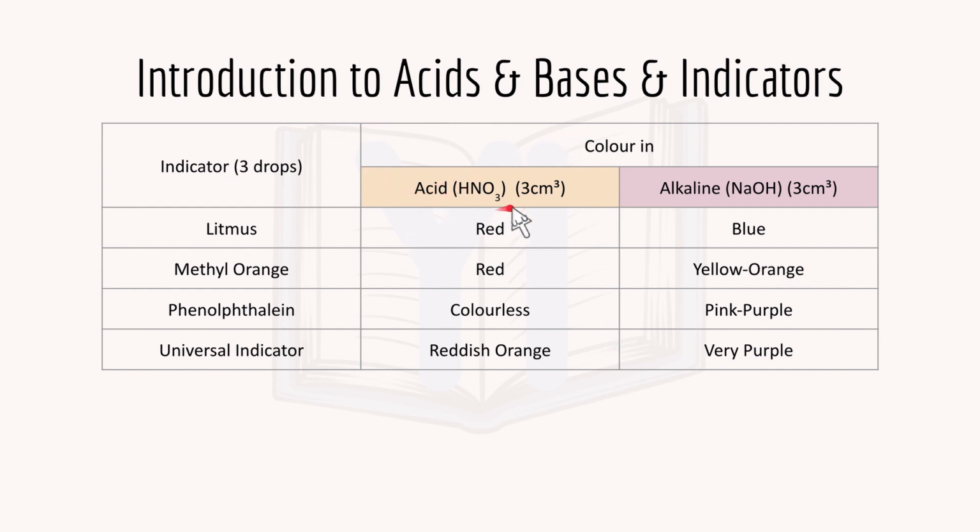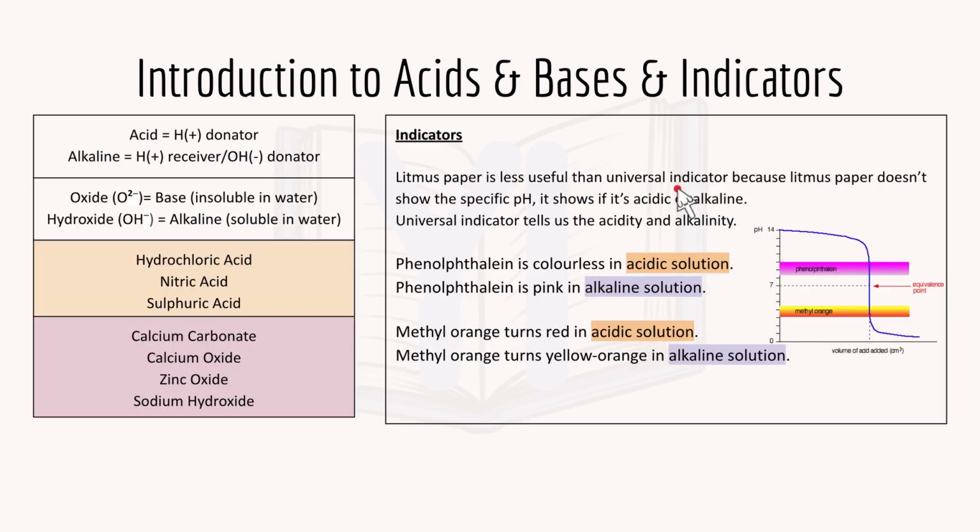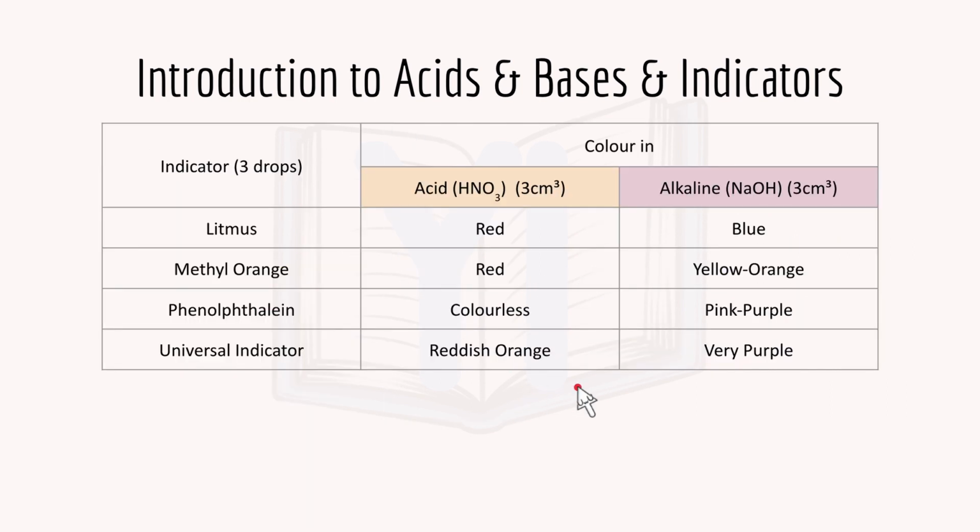We have the acid HNO3 and the alkali, which is NaOH. And for litmus paper, it turns red for acid and blue for alkaline. And methyl orange turns red for acid and yellow orange for alkaline, as we talked about just now. And phenolphthalein is colorless in acid and it's pinkish in alkaline. And for universal indicator, it's reddish orange in acid and very purple for alkaline, which shows that sodium hydroxide is very alkaline.